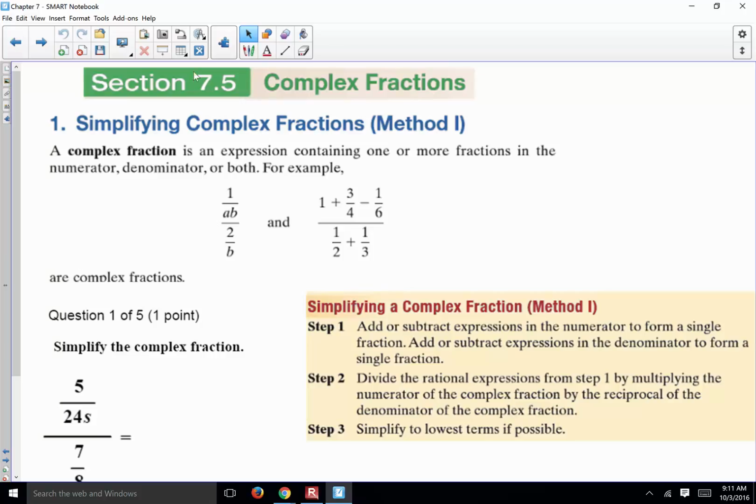Now, what's new in 7.5? I said we're going to do divisions. However, these divisions will involve additions or subtractions on the top or bottom. So these are really complex divisions. So that's why they call it complex fractions. It's not simple fractions we have done before.